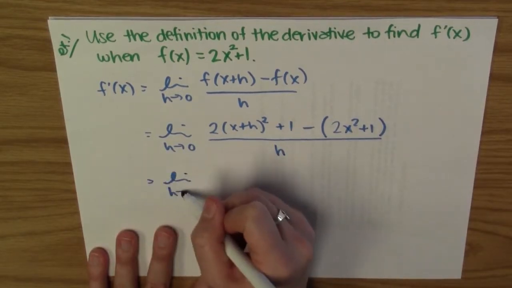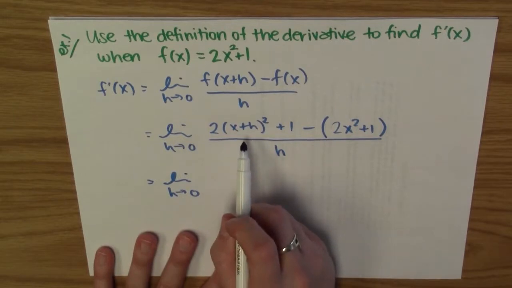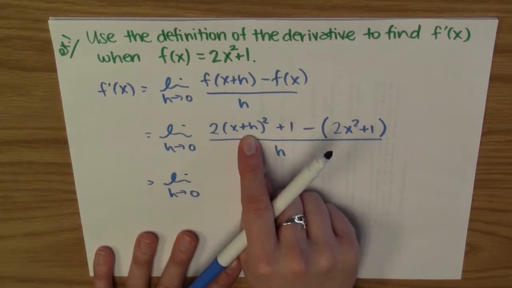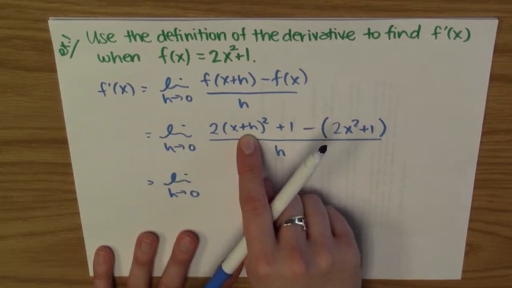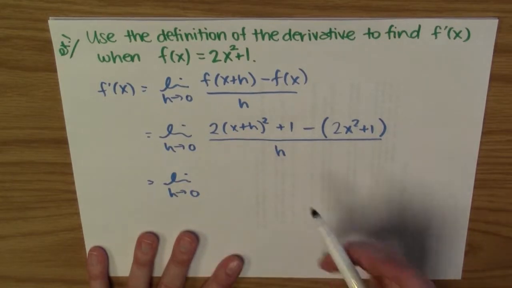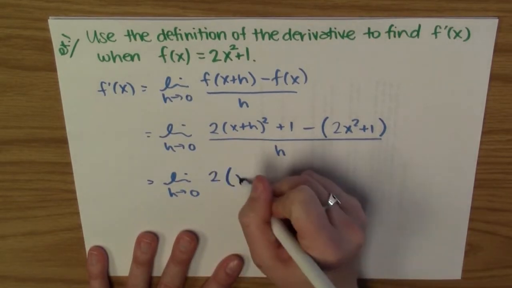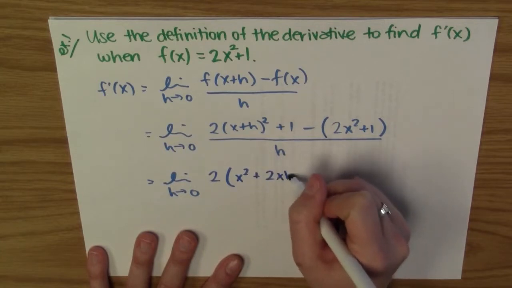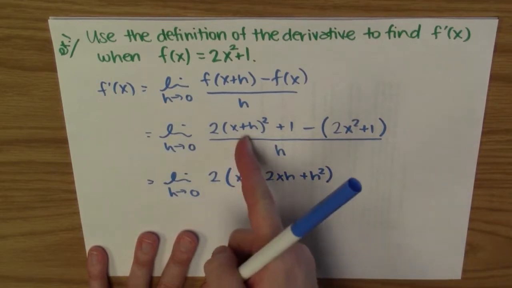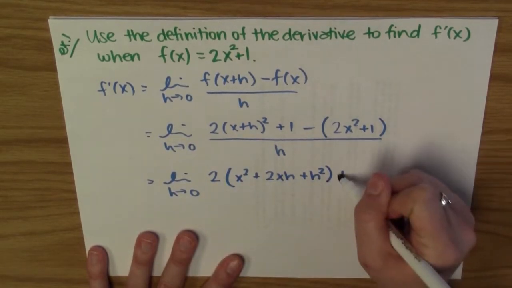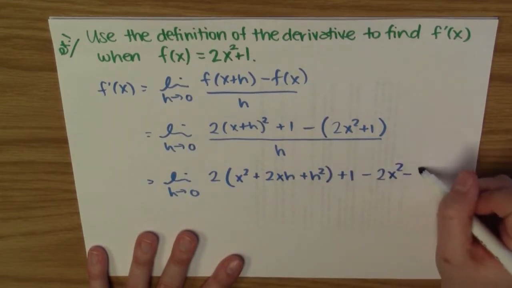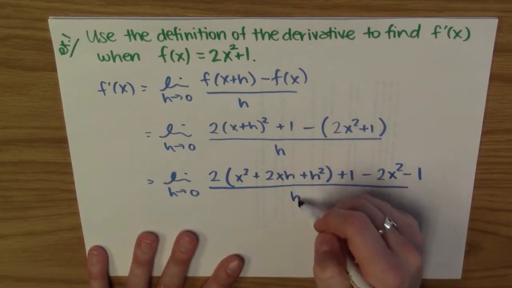So this gives me the limit as h goes to 0. I want to expand this x plus h squared. So either you can write down 2 copies of x plus h next to each other and then multiply them out, or some of us have the formula for this sort of thing memorized. So I get 2 times x squared plus 2xh plus h squared. Again, if you don't know where that came from, make sure you expand out this term here, plus 1. Now I distribute the minus sign, minus 2x squared minus 1 all over h.